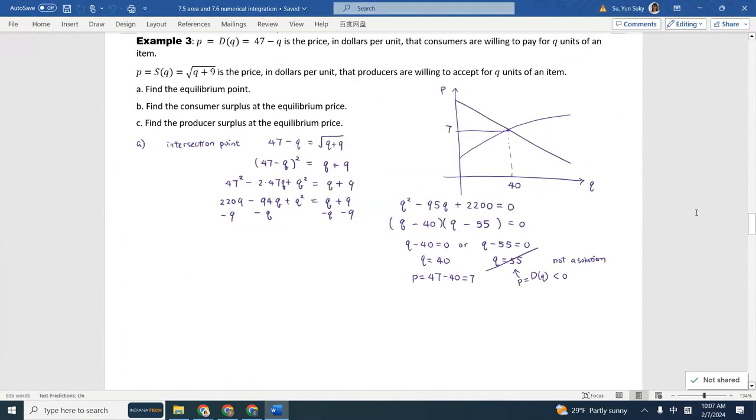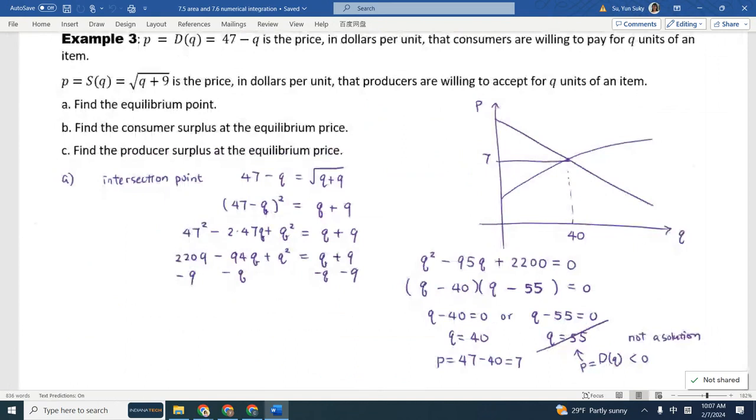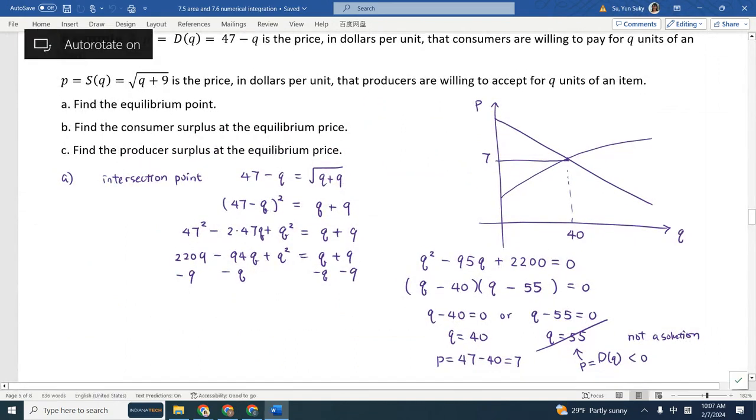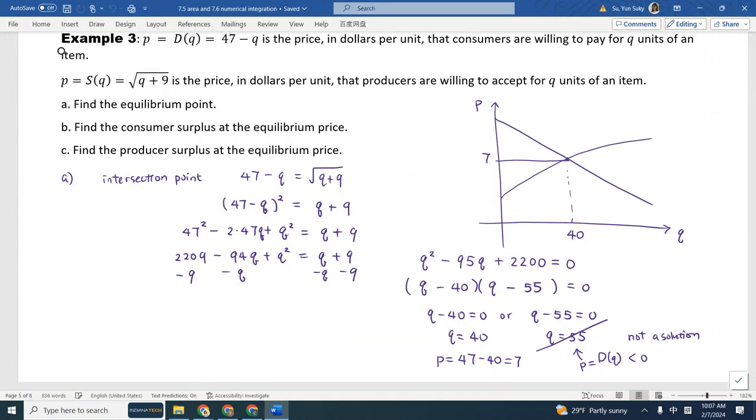Oh yeah, we were working on the consumer surplus and the producer surplus, right, everybody? Okay, let's continue work on that. Yeah, we solved the system of equations and we found the intersection point.